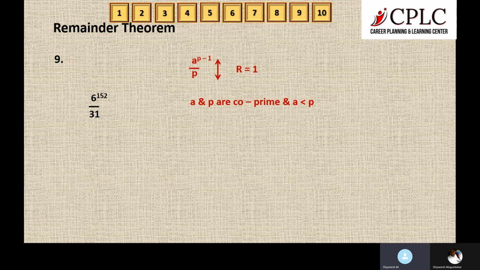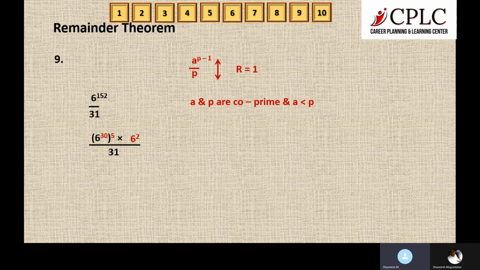Now, how do we first of all understand that? If you observe our question, p is 31. That means p minus 1 should be 30. So 152 we have to write as a multiple of 30, which is not the case. But the nearest number to 152 which is a multiple of 30 is 150. And that is where the adjustment comes into the picture.